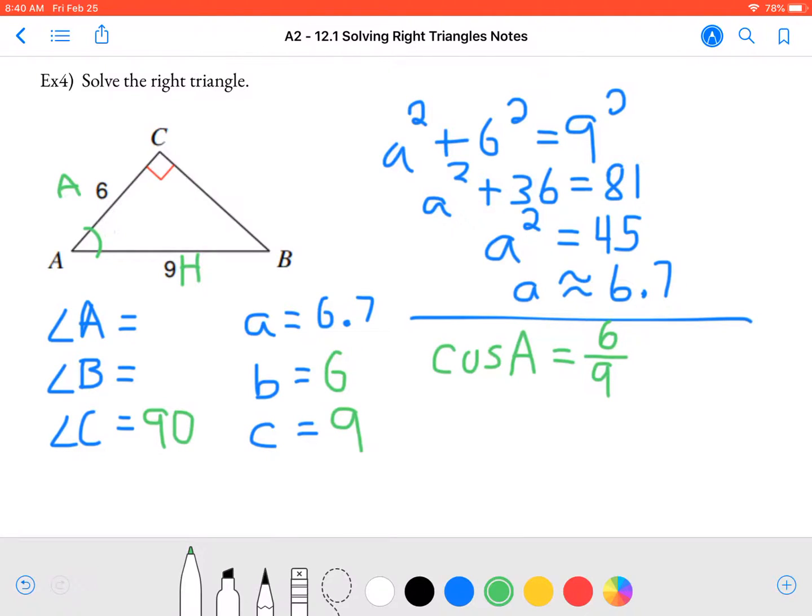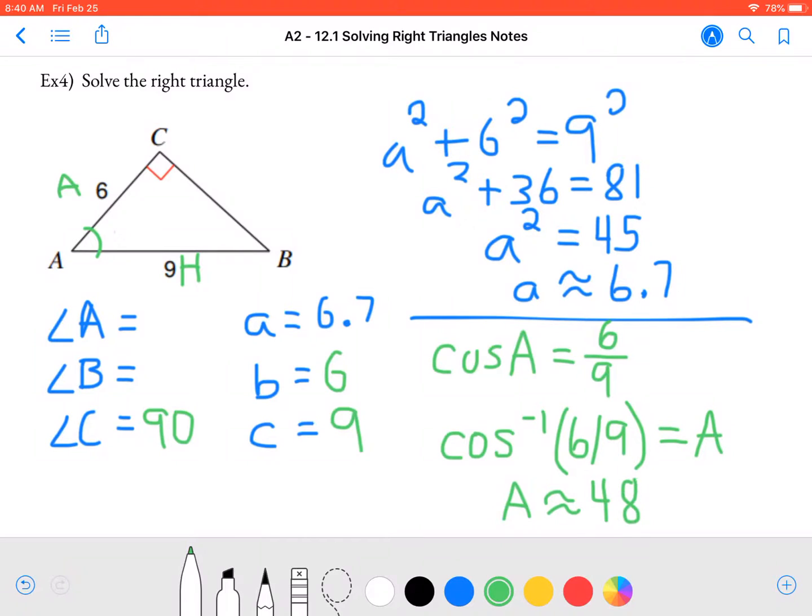Whenever you're trying to find an angle, you have to use the inverse. So I'm going to say cosine with the little negative 1 power. That means inverse. That's what A is going to be equal to. If I type that into the calculator to the nearest degree, that gives me an A value of about 48 degrees. And then if I want to find the other angle, I take 180 minus 90 minus 48, and that leaves me with 42 for angle B.